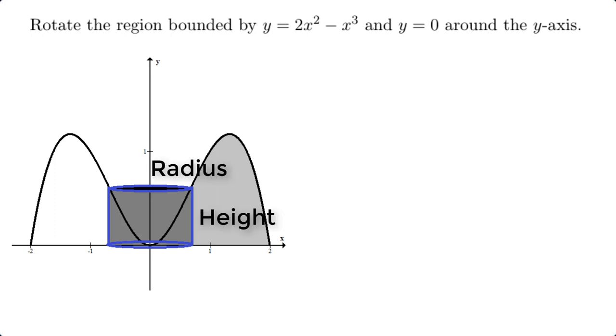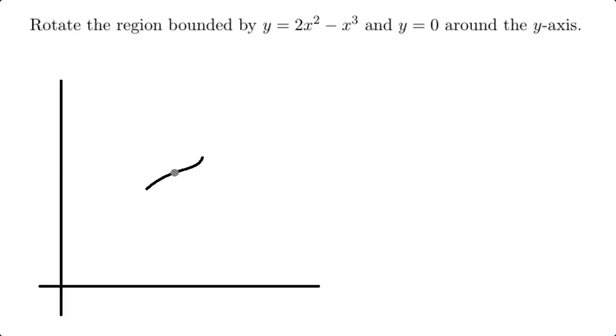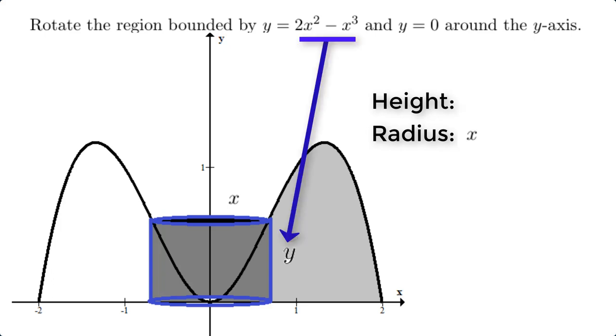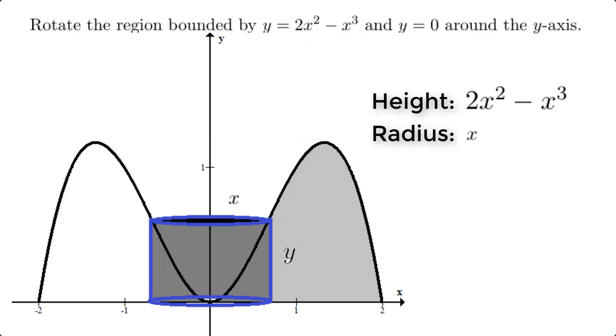Recall that when you were trying to represent a distance on a graph, a horizontal line is either x or what x equals in terms of y. And a vertical line is y, or what y equals in terms of x. In this case, the shell radius is x, and the height of the shell is y. But since we're in terms of x, we need to know what y equals. And that's y equals 2x squared minus x cubed. So the height will be 2x squared minus x cubed.